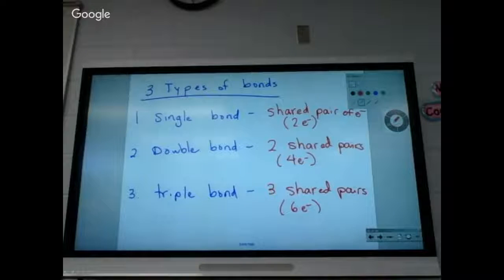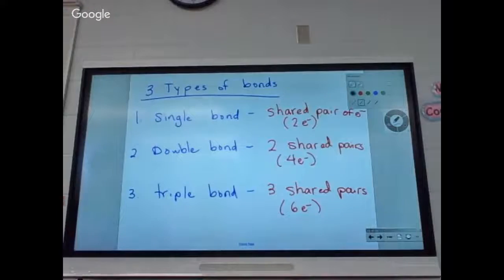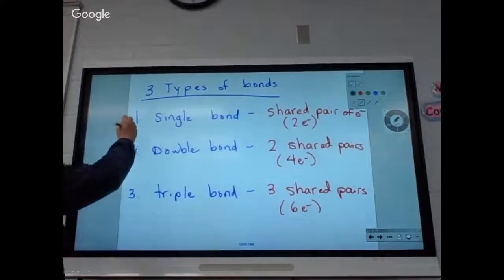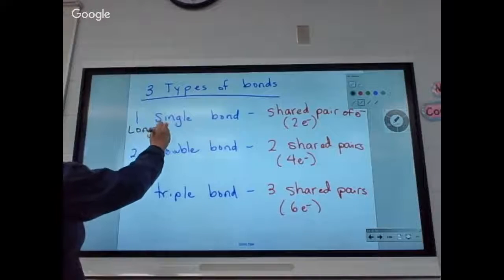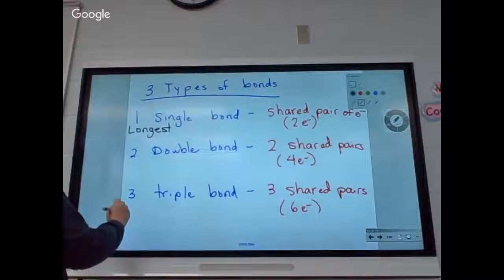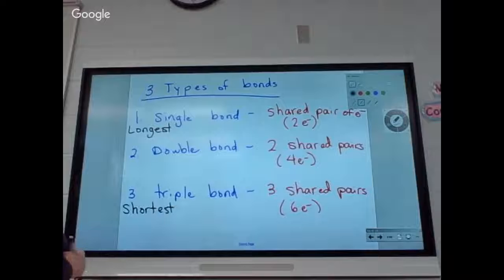Now, in terms of lengths, who do you think would be the longest of those? The triple is what most people think, but it's actually the single. Okay? The single bond, with only 2 shared electrons, is not going to pull the atoms as close. They're going to be farther apart. So this one will be the longest. All those electrons that are being shared are going to pull the atoms closer together. And so this one, the triple bond, will be the shortest of the three bonds.